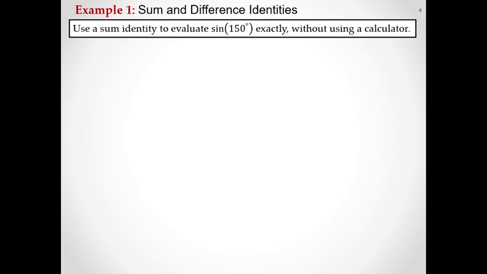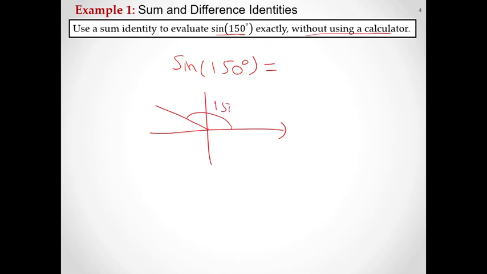Okay, let's do this example. Now we want to use a sum identity to evaluate sine 150 exactly without using a calculator. The old way we use is the reference angle. If you remember, 150 here, that's 30 degrees here. This is the reference angle. And sine is plus here in the second quadrant. So we say plus sine 30 degrees. Then you end up with 1 over 2.